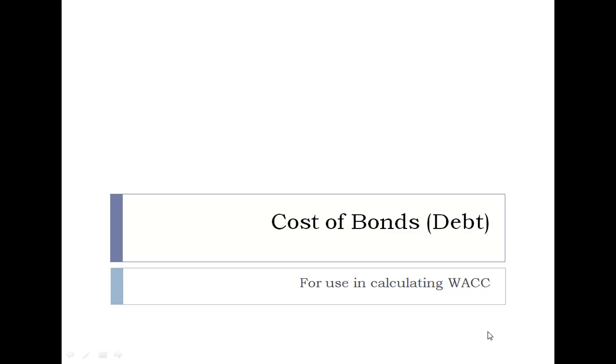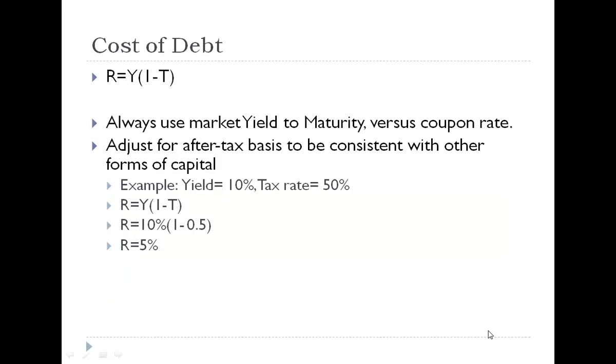The cost of debt or bonds for use in calculating weighted average cost of capital. When we talk about how much different sources of capital are costing our company, we would characterize the cost of long-term debt from bonds in the following fashion. This is very simple, but we would say that you simply take the yield of the bond, sometimes known as the yield to maturity or the market rate, and we multiply that times 1 minus the tax rate. It's all represented by this small formula up here.